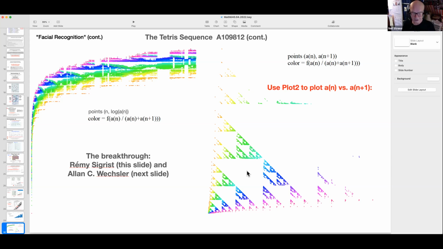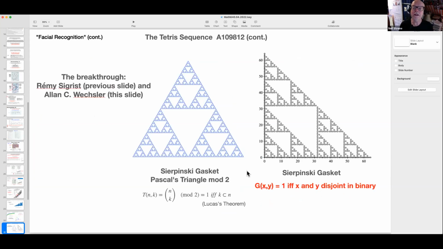And this is starting to look reasonable, because this is really just the Sierpinski gasket. You know that the Sierpinski gasket is Pascal's triangle, read mod 2, and it looks like this. It's infinite, it's a famous fractal, the Sierpinski gasket. And Lucas' theorem tells you exactly where the dots are. That the binomial coefficient n choose k is 1 if and only if k is a subset of n in binary expansion.